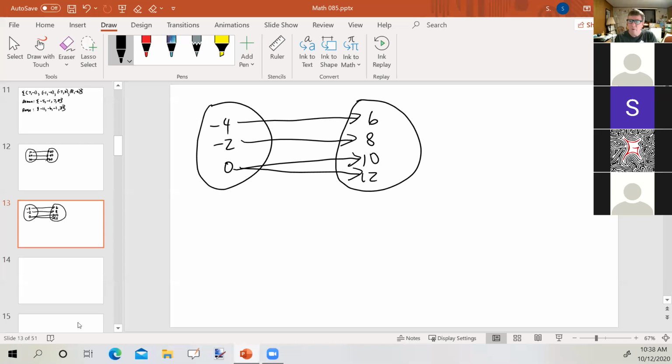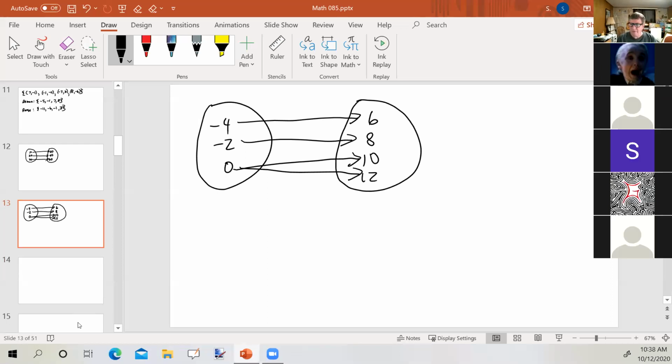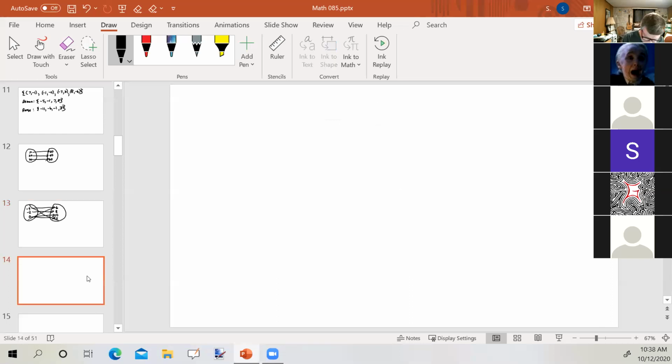Does this mapping represent a function? No. Why not? Because the first 2 domains have exactly 1 range, but 0 can't have 2 different outputs. Sure, right. So 0 goes to 2 different outputs, so this is not a function. Good. All right, how about this one?